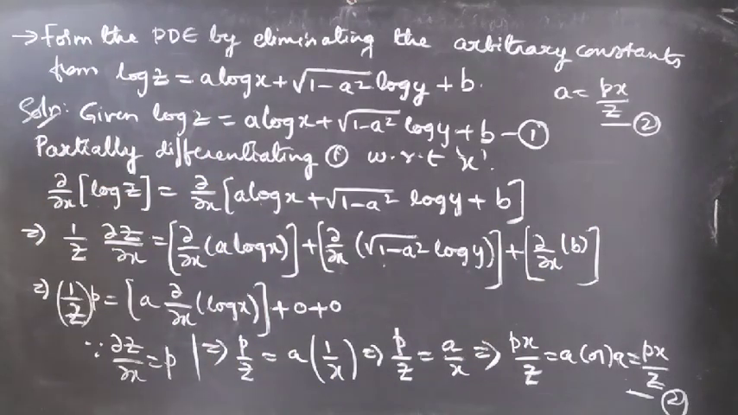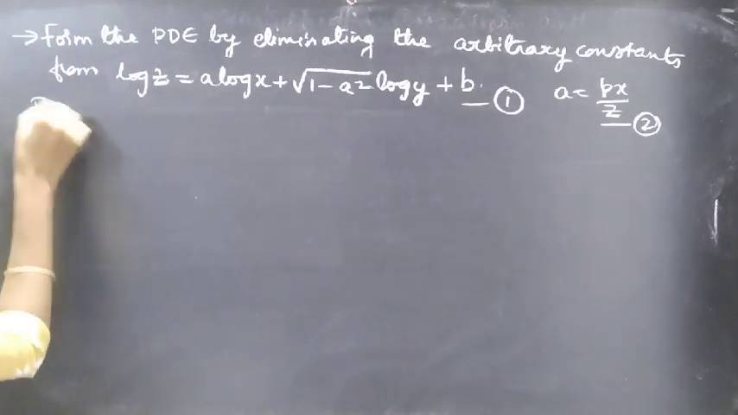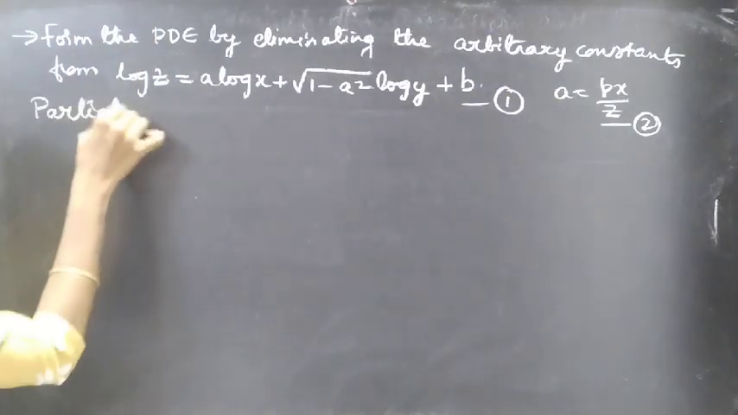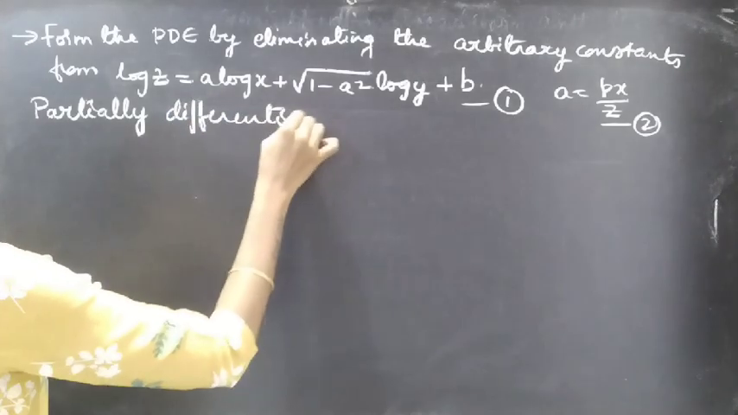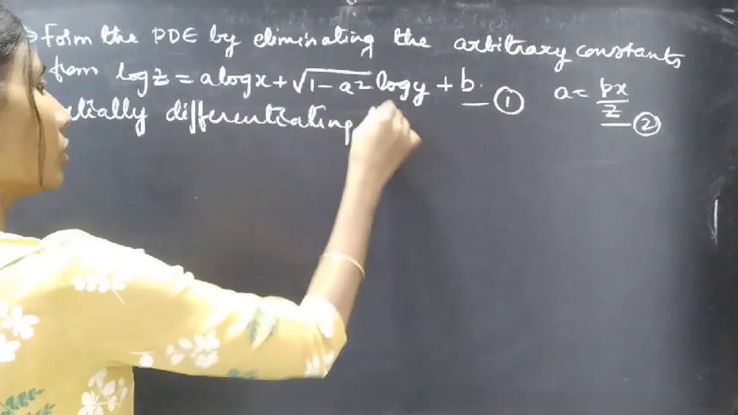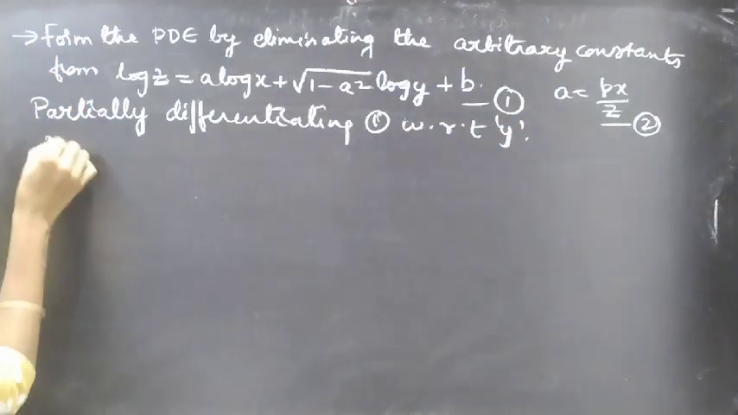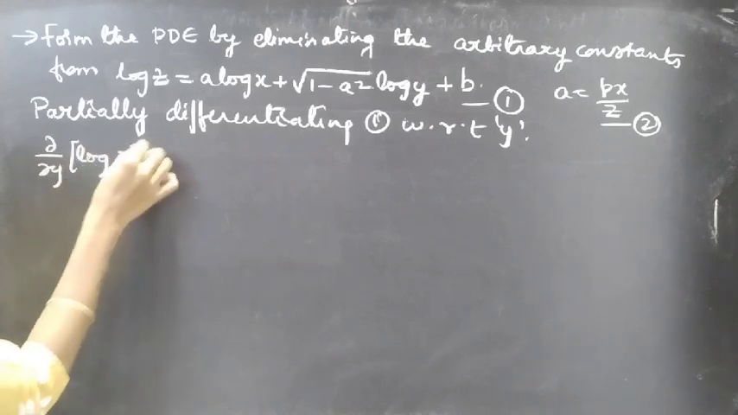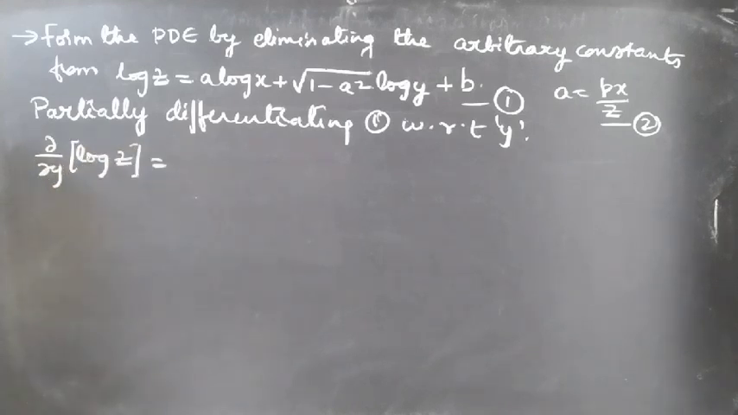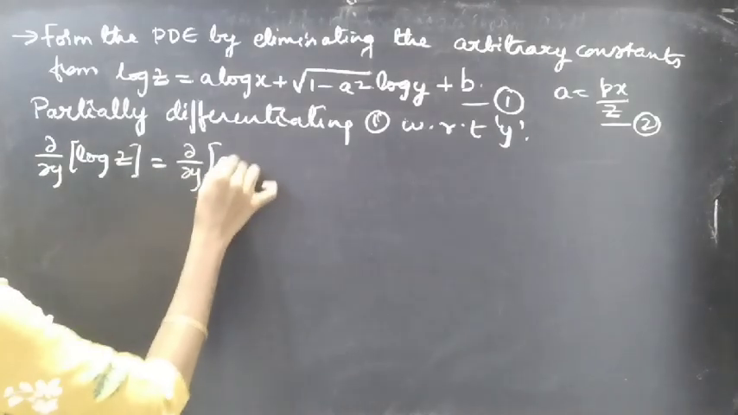Now let's partially differentiate 1 with respect to y. Apply dou by dou y on both sides of 1. Since we are partially differentiating with respect to y, we'll treat x as constant, and z is a function of x and y, or z is a dependent variable, we can say.